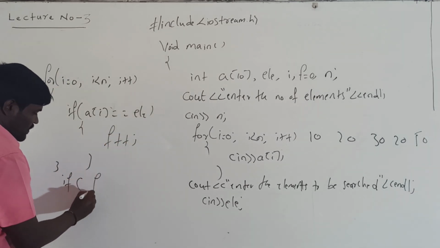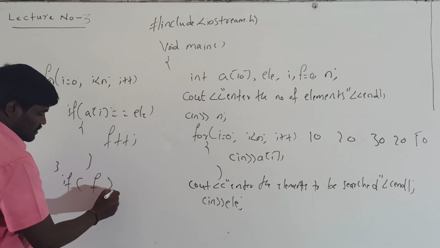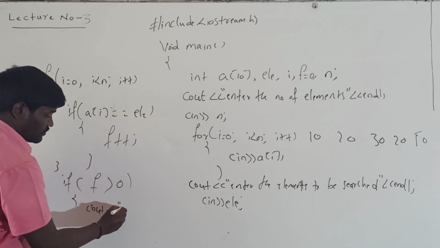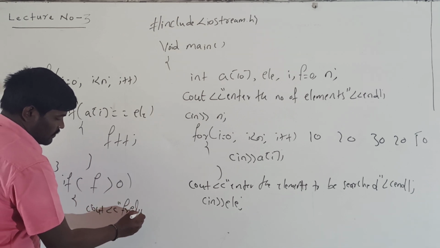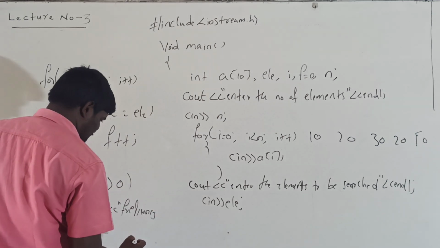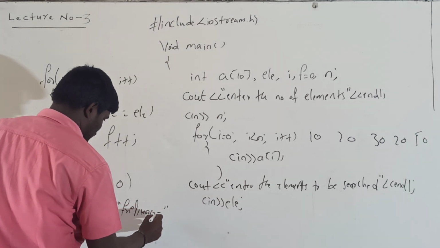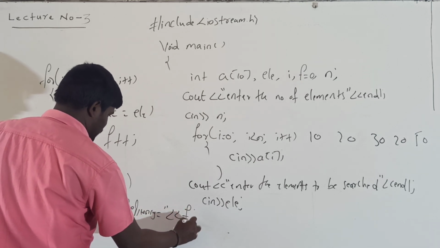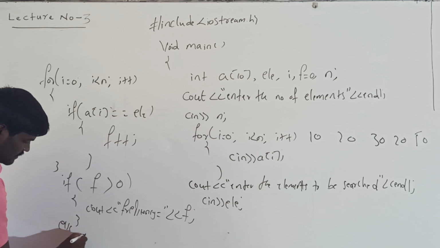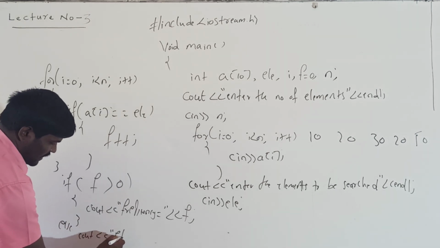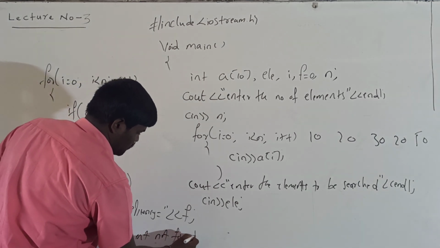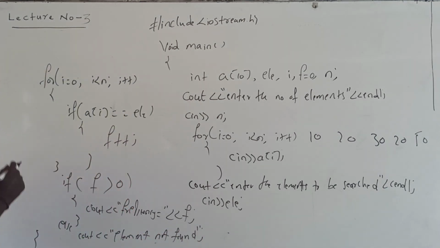If f is greater than 0, cout frequency is equal to f. Else, cout element not found or not present. So that completes the program.